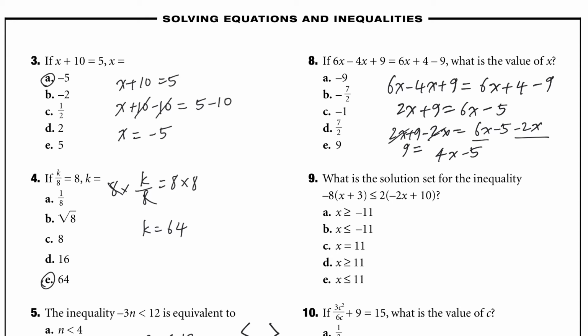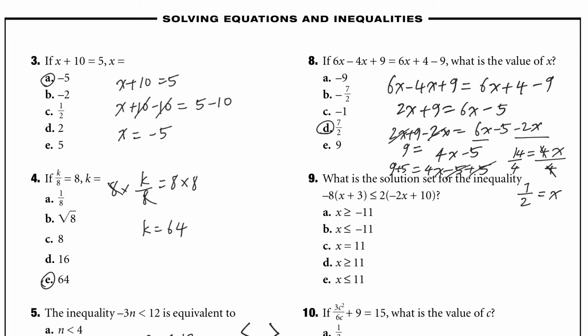I'm going to move 5 to the other side by adding 5 to both sides. So this way I can cancel these out. And I have 14 is equal to 4x. How do I isolate 4x? Divide both sides by 4. So 14 over 4 is the same as 7 over 2. And the 4's cancel, so x is equal to 7 over 2. D.